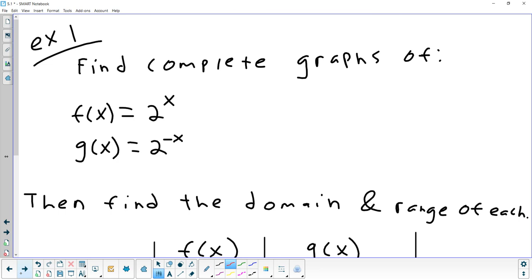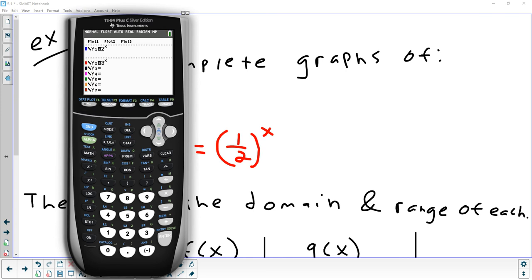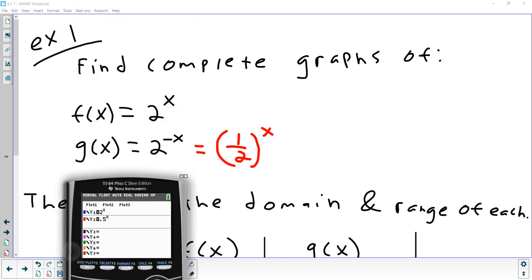All right, so let's graph these. Can somebody tell me how g of x would be written with a positive exponent? John? 1 over 2 to the x. So let's graph each of those and see what happens. I already got 2 to the x. Let's do 0.5 to the x, which is exactly the same thing as 2 to the negative x.